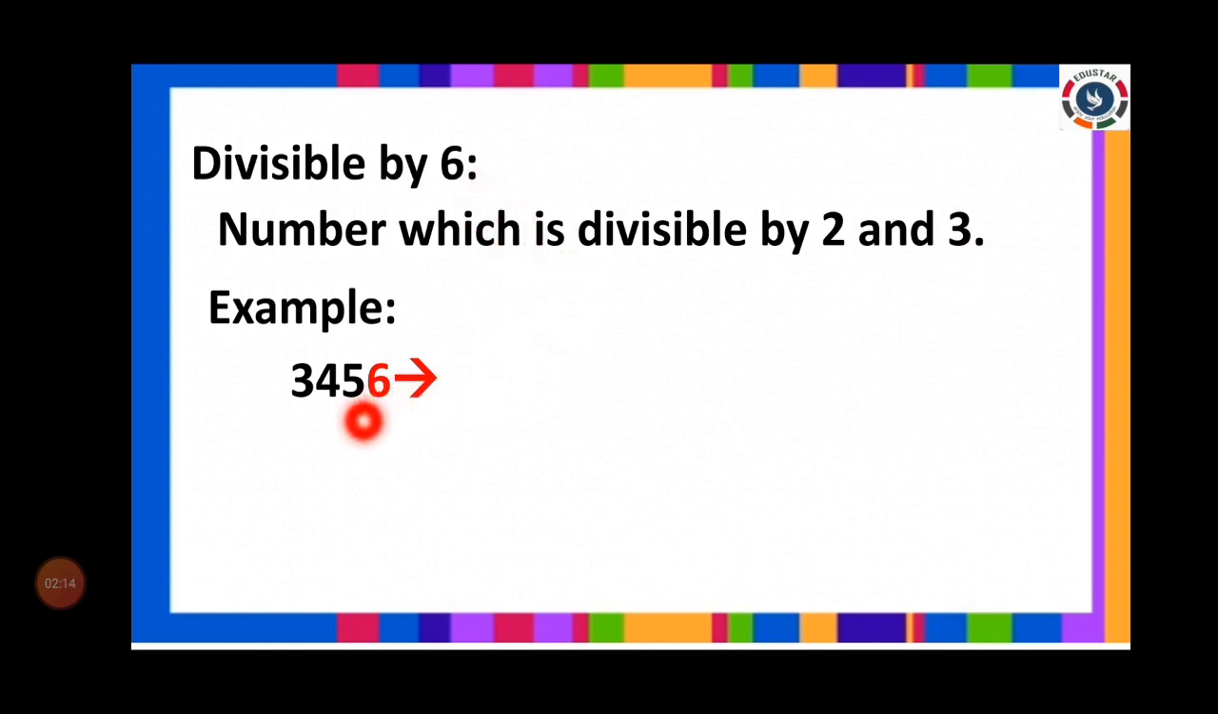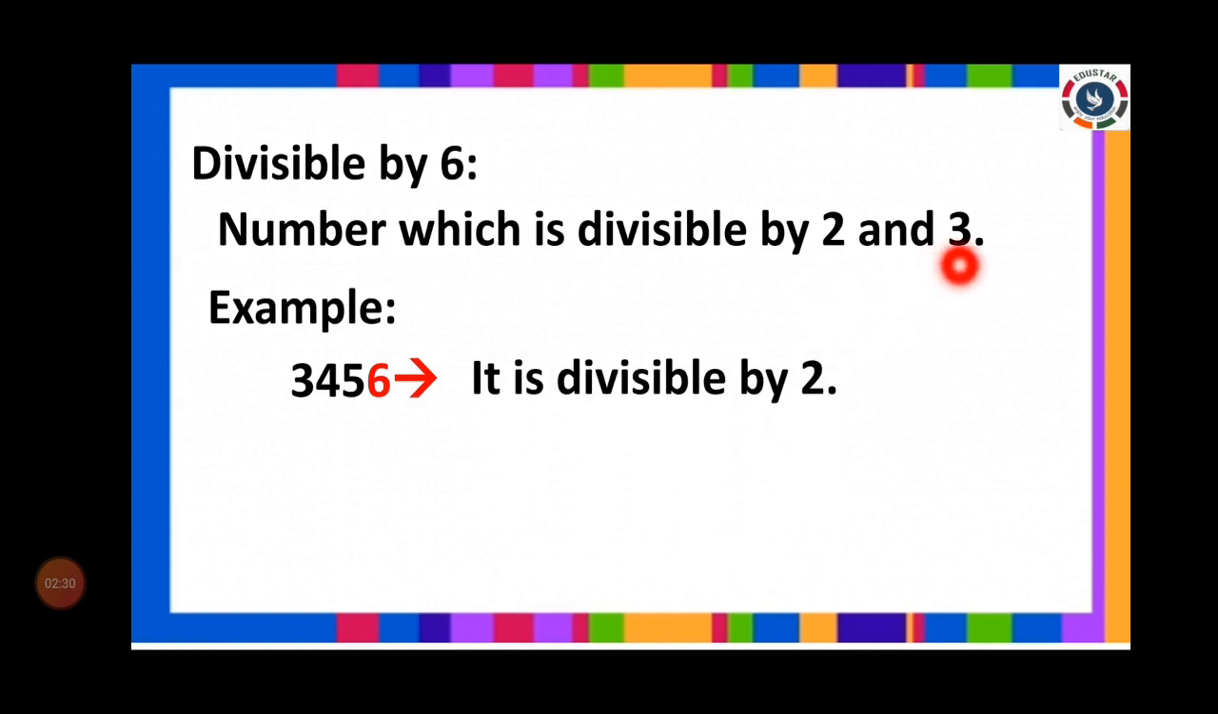For example, 3456, the last number is what? 6. 6 is an even number. So immediately we can decide the given number is divisible by 2. So it is divisible by 2. And what is the rule for 3? The sum of all the digits, already you studied, no? If the sum of all the digits is a multiple of 3, then the number must be divisible by 3.